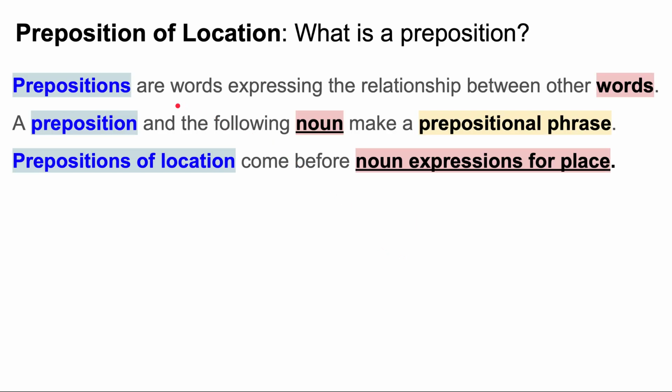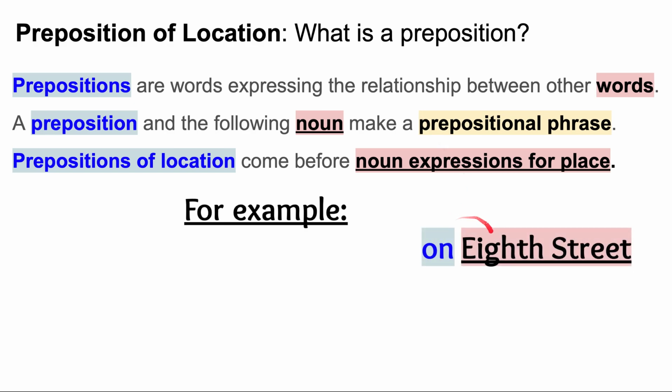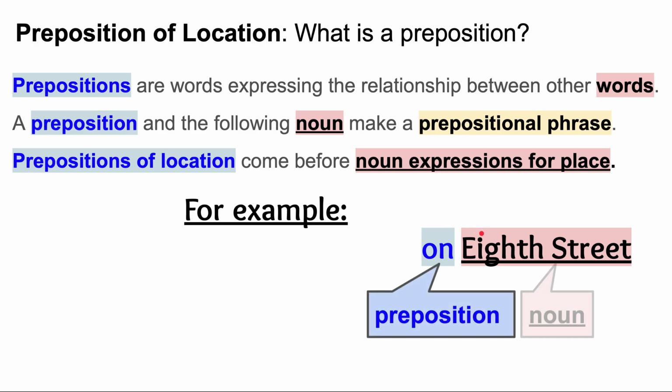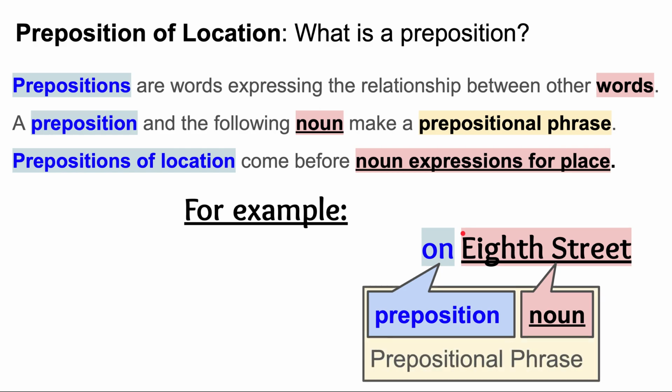So, what are prepositions? Prepositions are words expressing the relationship between other words. A preposition and its following noun make a prepositional phrase. For example, on 8th Street. On is a preposition. 8th Street is the noun. On 8th Street is a prepositional phrase.